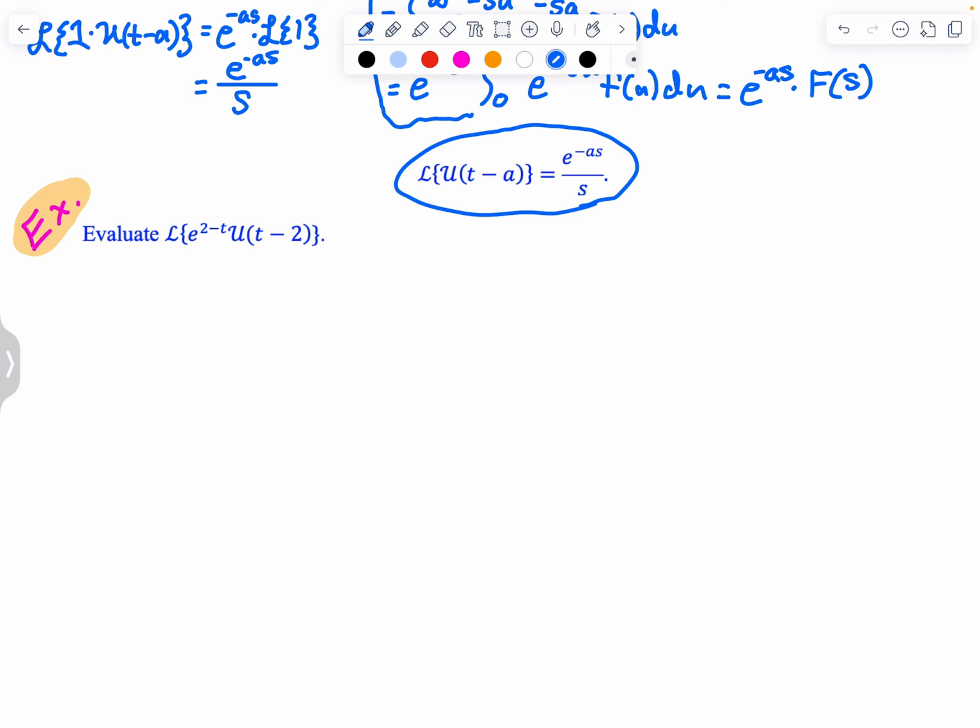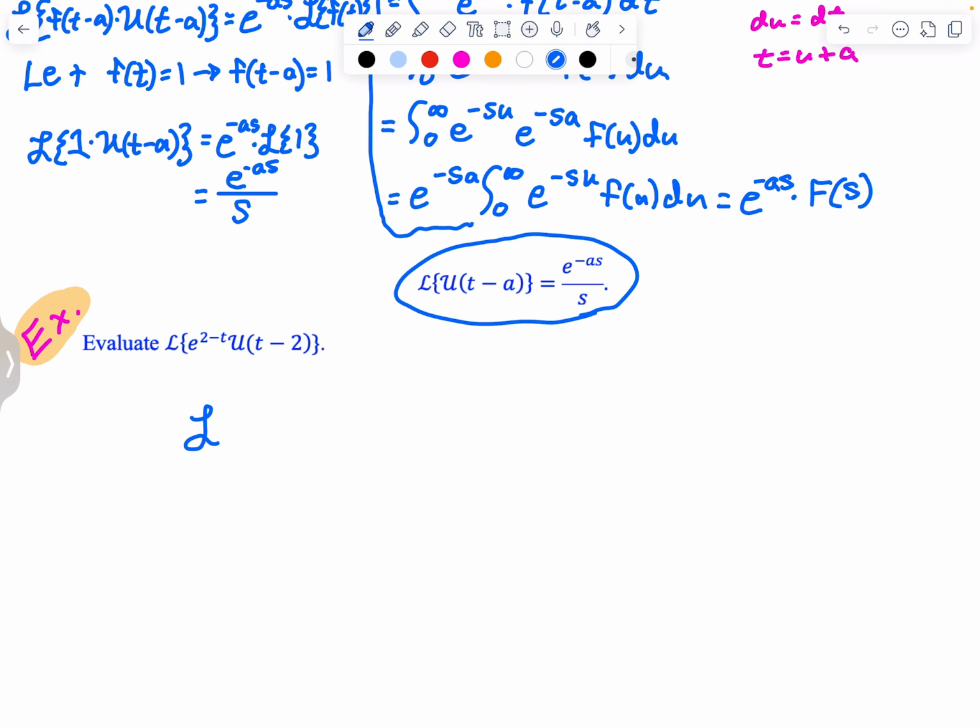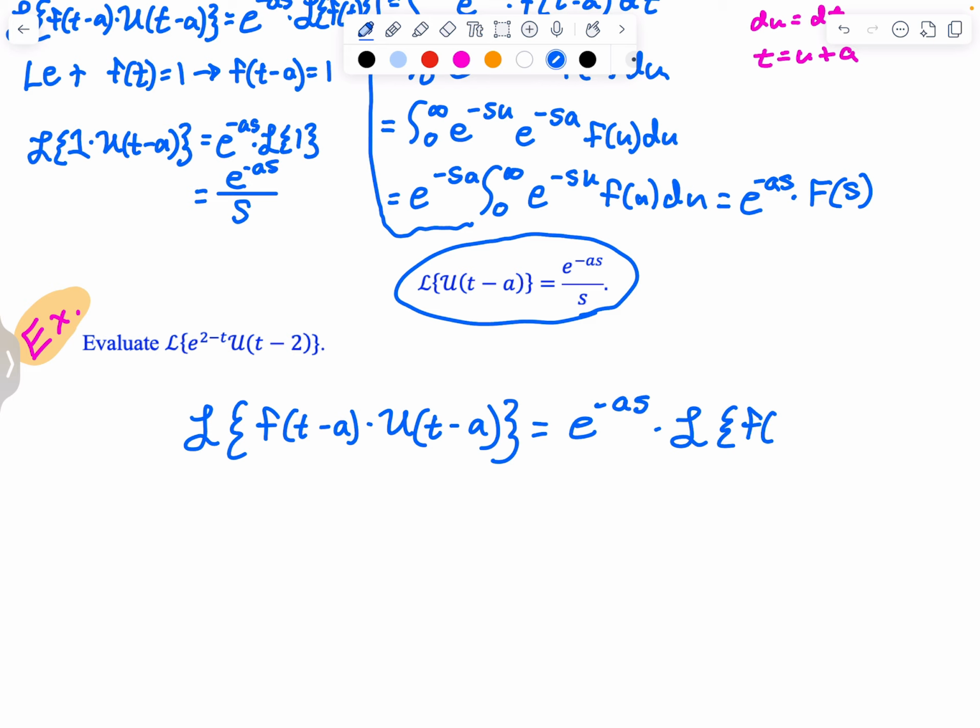All right, so if we're using this definition, I'm going to write it again. The Laplace of f of t minus a times the Heaviside is equal to e to the negative as times the Laplace of just the function itself without the shift. Okay, so the thing is, this is why I keep rewriting it. This has to be equal to that. Now, what we have up here, it's almost equal. We're going to go ahead and try to manipulate it to make it look like it.